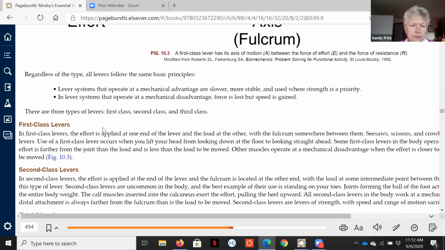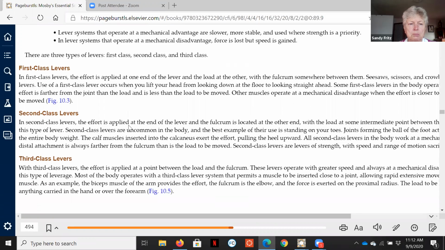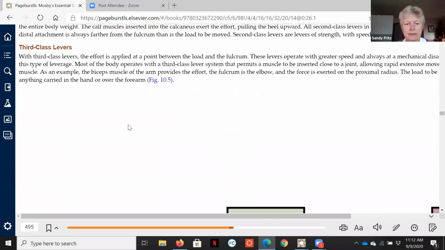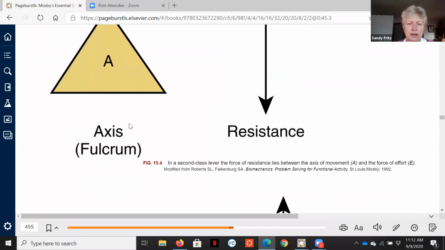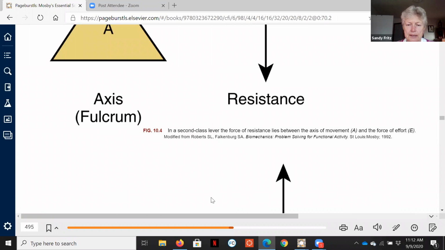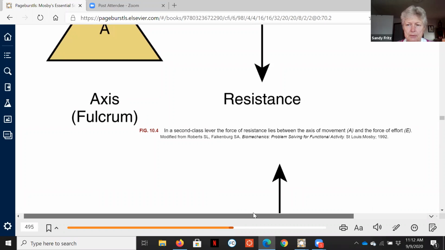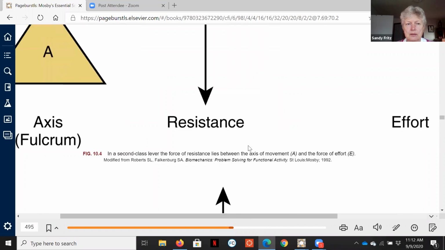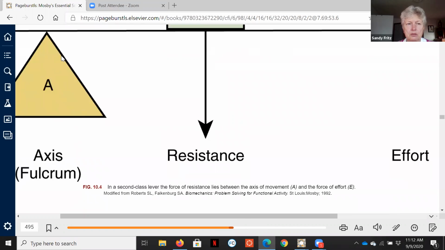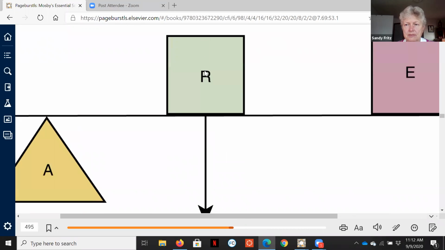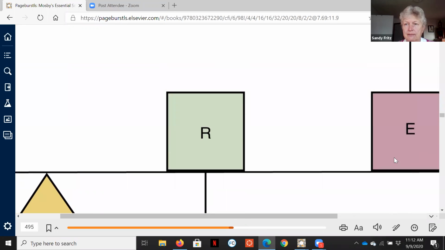Now, there aren't very many of these kinds of first-class levers in the body. There are some pictures later on that will show that. So here's the other kind of lever, and this is where the joint is at the end. We have a few more of these. The resistance is in the middle and the effort is at the other end.